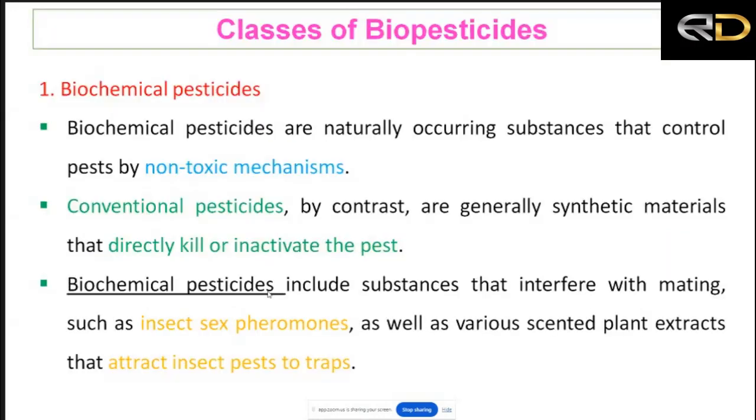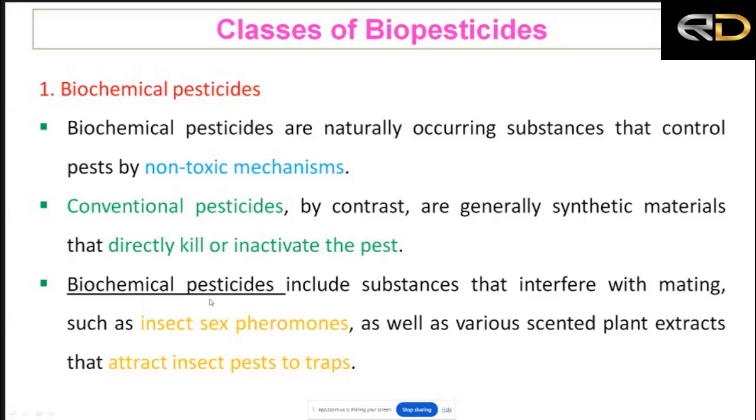Number one class of biopesticide is the biochemical pesticide. If we know the theory and the principle behind it, we can use that principle to control the diseases. Here we are not directly killing the pest, but altering something through some mechanism. For example, conventional pesticides, if you apply them, will directly kill or inactivate the pest.